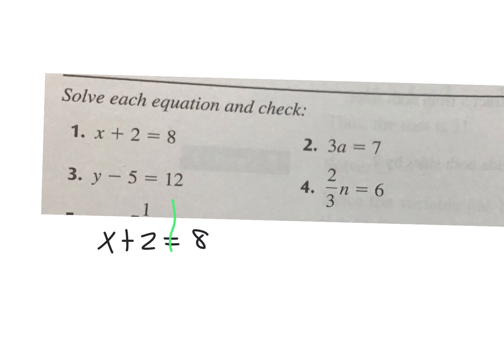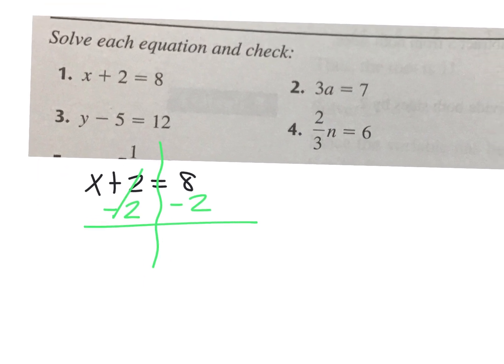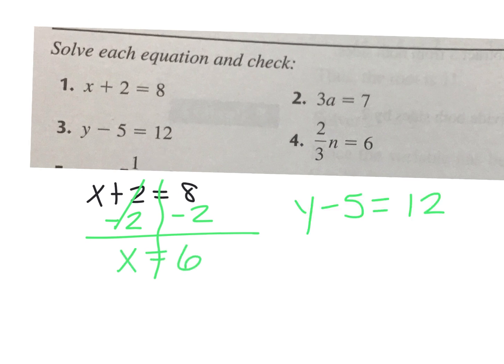And you may or may not remember this. I like to make sides, divide it in half based on where the equal sign is. And I do the opposite of what's being done to x. So in this case, x is being added by 2, so I'm going to subtract 2 from both sides. When you have 2 and you take away 2, you have 0. So x equals 6.